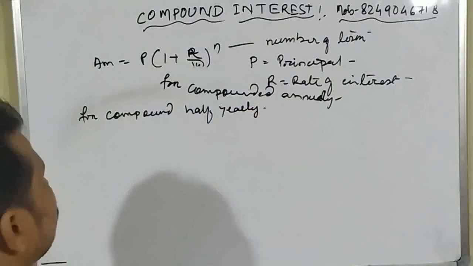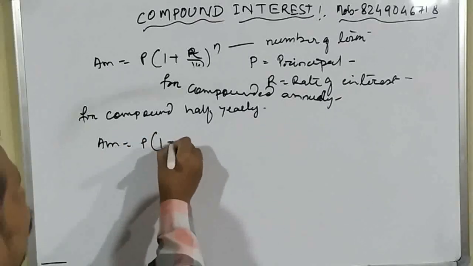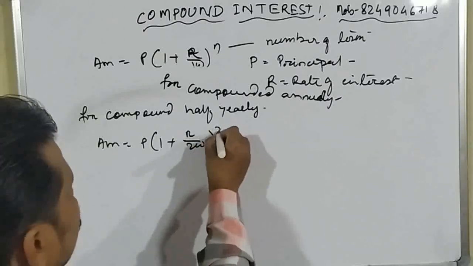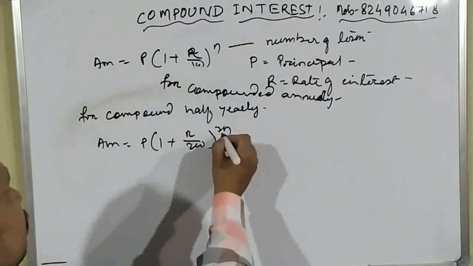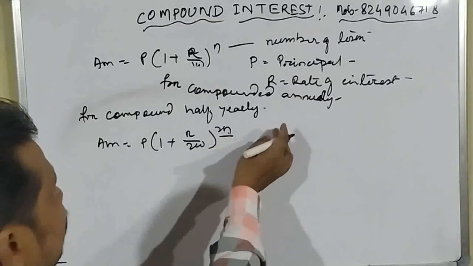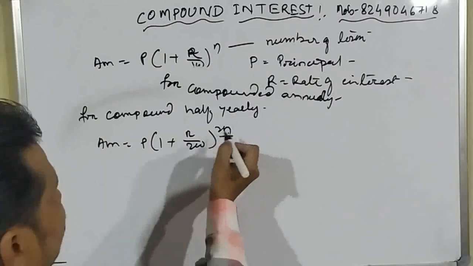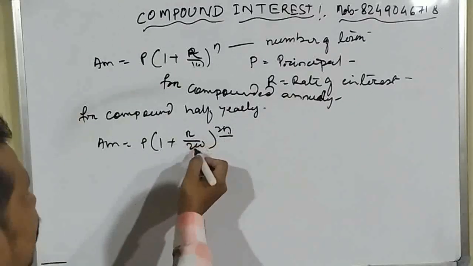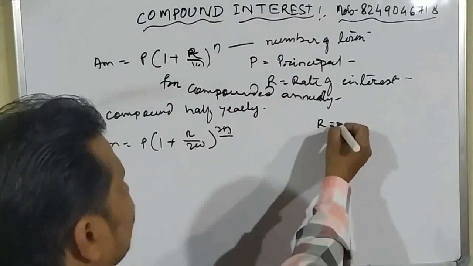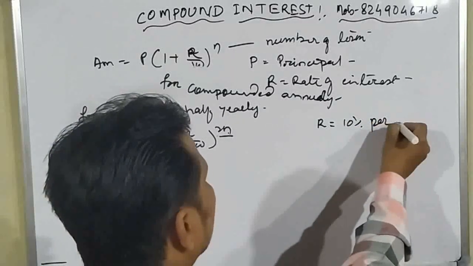Okay, students. Now for compounded half yearly, what is the formula? Amount equals principal into (1 plus r by 200) whole to the power 2n. Why does it become 2n here? Because you know that n is the number of terms. In a year there are two terms. Okay, students. For that it became 2n. And why here r by 200? Because here the rate is given, suppose, 10% per annum.